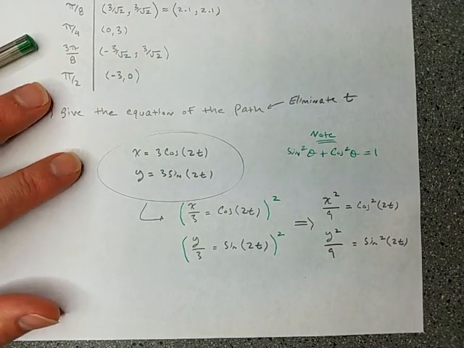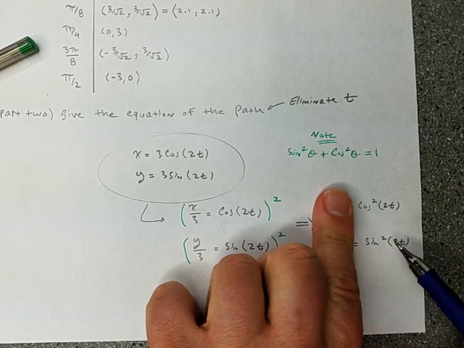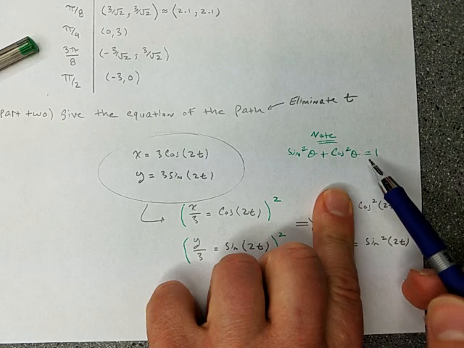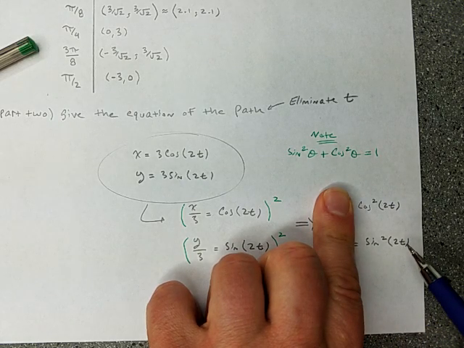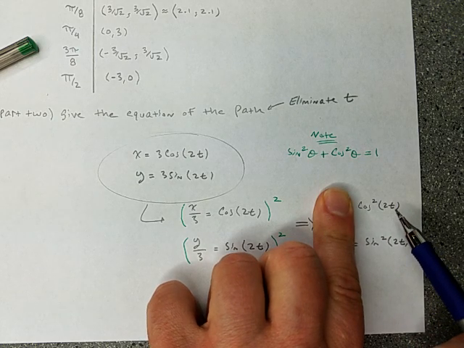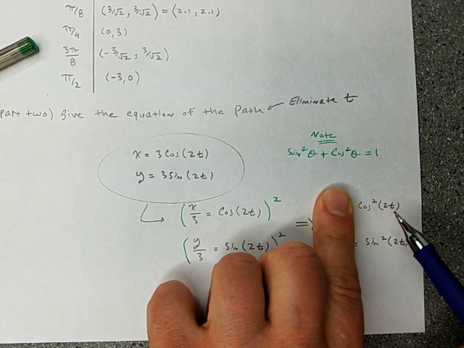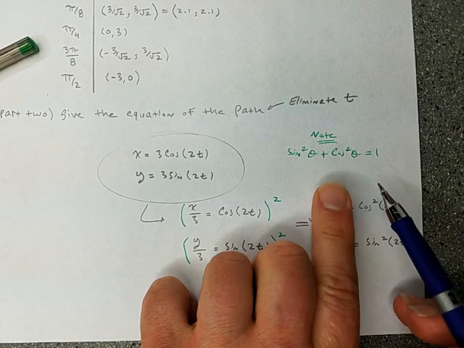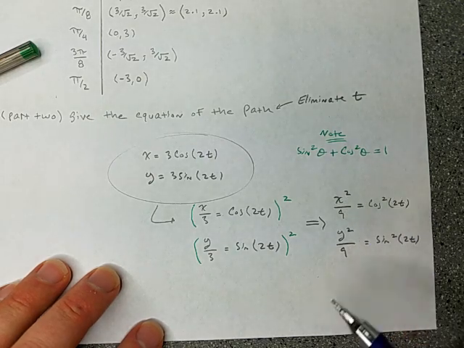Okay, now look at it like this. What does cosine squared 2t and sine squared 2t add to? It adds to 1. Because sine squared of an angle plus cosine squared of that same angle is going to be 1. So this and that add up to be 1. This plus this is 1. Looking at the other sides then, this plus this, also 1.